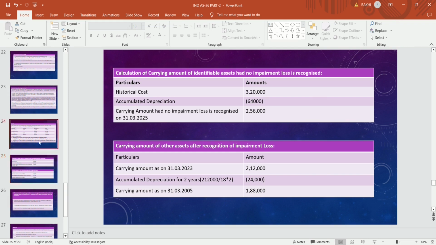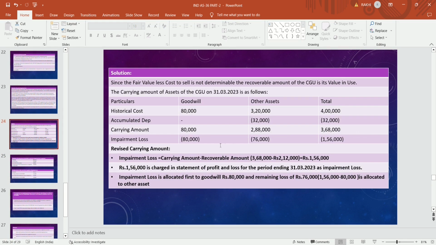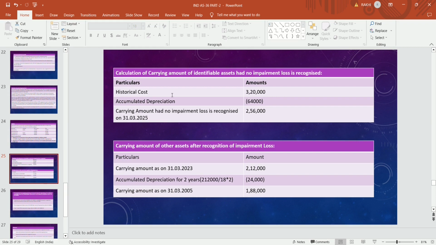2,56,000, because the historical cost of the asset is 3,20,000, and the accumulated depreciation at the rate of 20% becomes 64,000. For 2 years the depreciation will be 64,000, and the carrying amount had no impairment loss been recognized is 2,56,000.